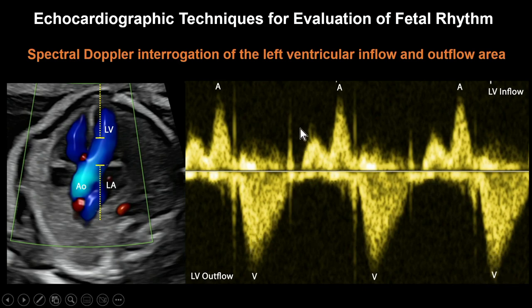So here we can clearly see the clicks of opening and closure of the mitral and aortic valves. You can see those linear structures here that also can be very helpful in determination of the different phases within the cardiac cycle and measurements of the PR intervals.